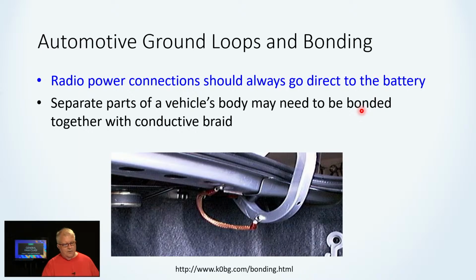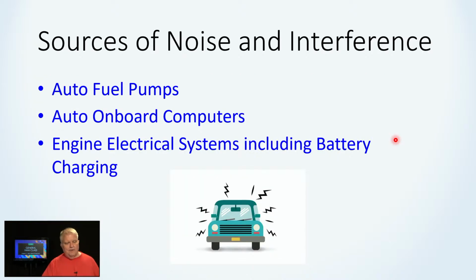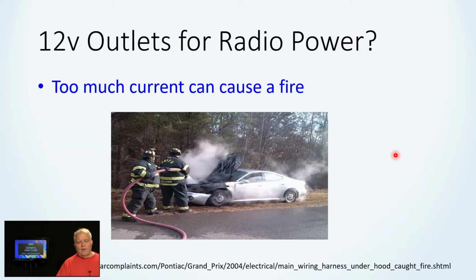In your car, radio power connections should always go back to the battery, and separate parts of a vehicle's body may need to be bonded together with conductive braid. And in autos, you can find all sorts of interference sources: fuel pumps, onboard computers, even the electrical systems and battery chargers inside can cause you noise on your HF radio. 12-volt outlets for radio power, you probably don't want to do that because the outlet's only probably rated at 10 amps, and your 100 amp HF transceiver is going to draw a lot more power than that. So you want to go all the way back to the battery with your power connections.